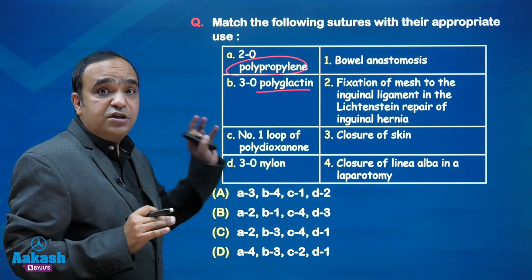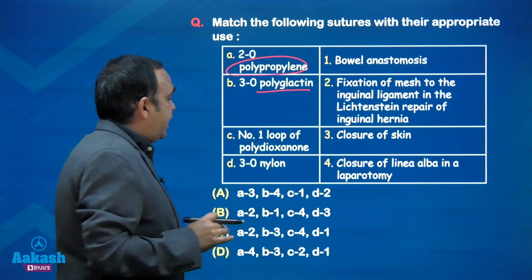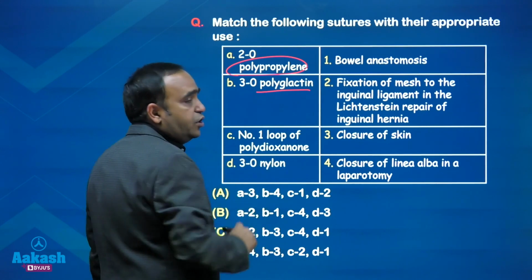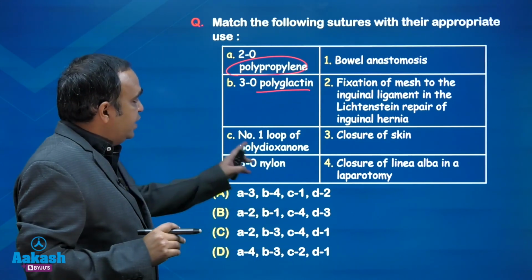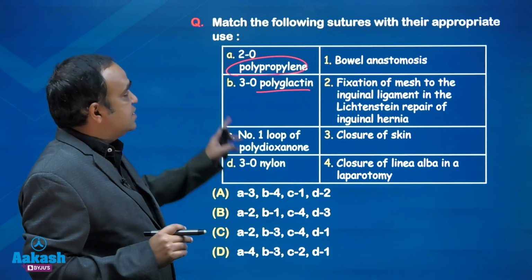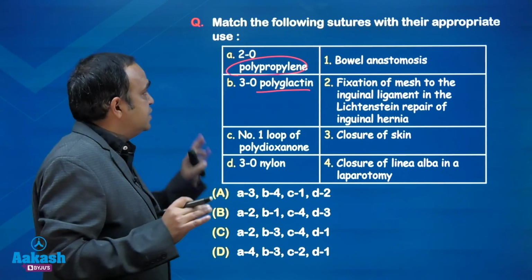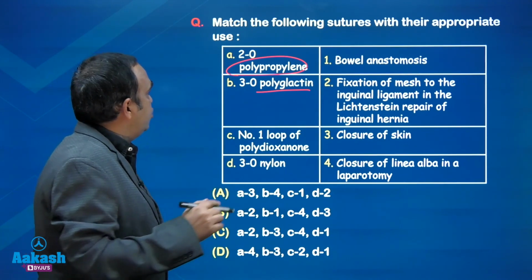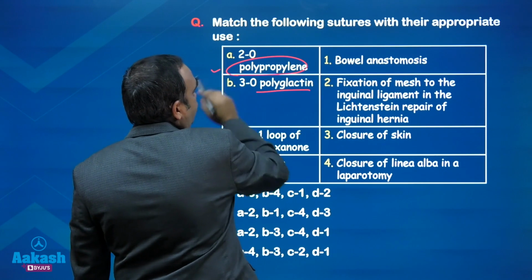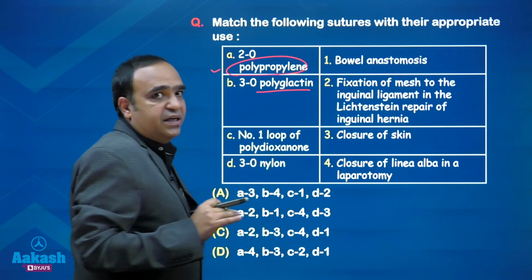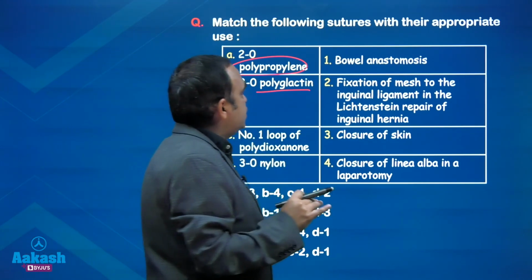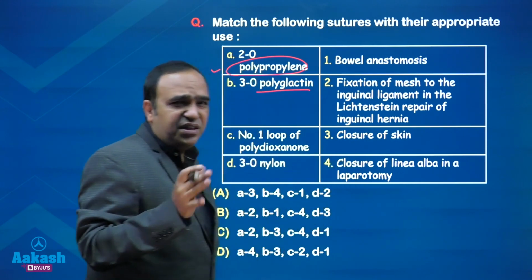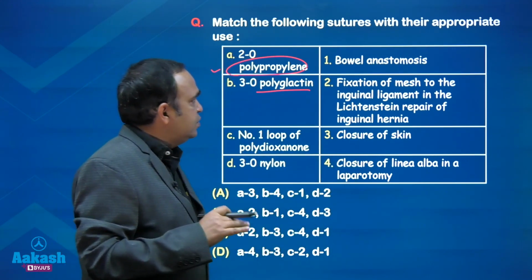Polydioxanone is slowly absorbable, and nylon is again non-absorbable. Now, one is the material, second the size also makes a difference. So let us look at them one by one. So 2,0 polypropylene, it's a non-absorbable suture. 2,0 is moderate thickness, not too thick, not too thin.